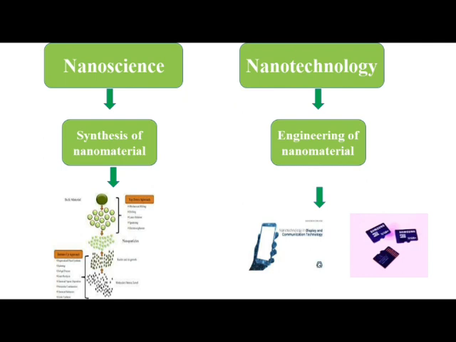Before going to the next topic, we should know a few terms: what exactly nanoscience is and what nanotechnology is. We have heard the word nanotechnology many times. Here I have shown the synthesis of a nanomaterial, one example. Nanoscience, simply defined, is nothing but the synthesis of nanomaterials. Wherever we are synthesizing nanomaterials, it is simply called nanoscience.